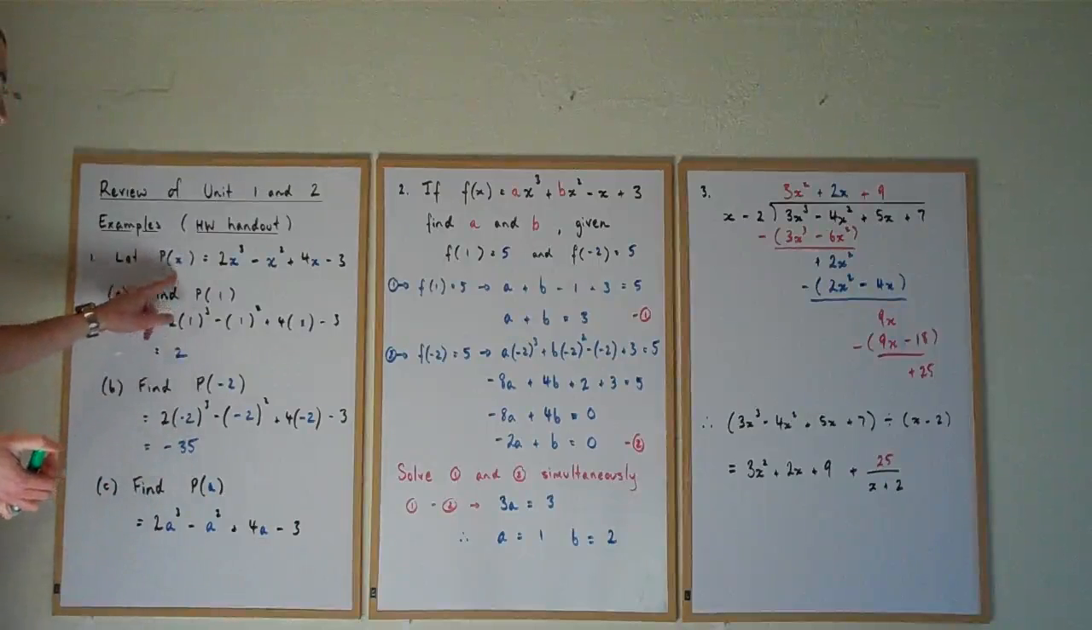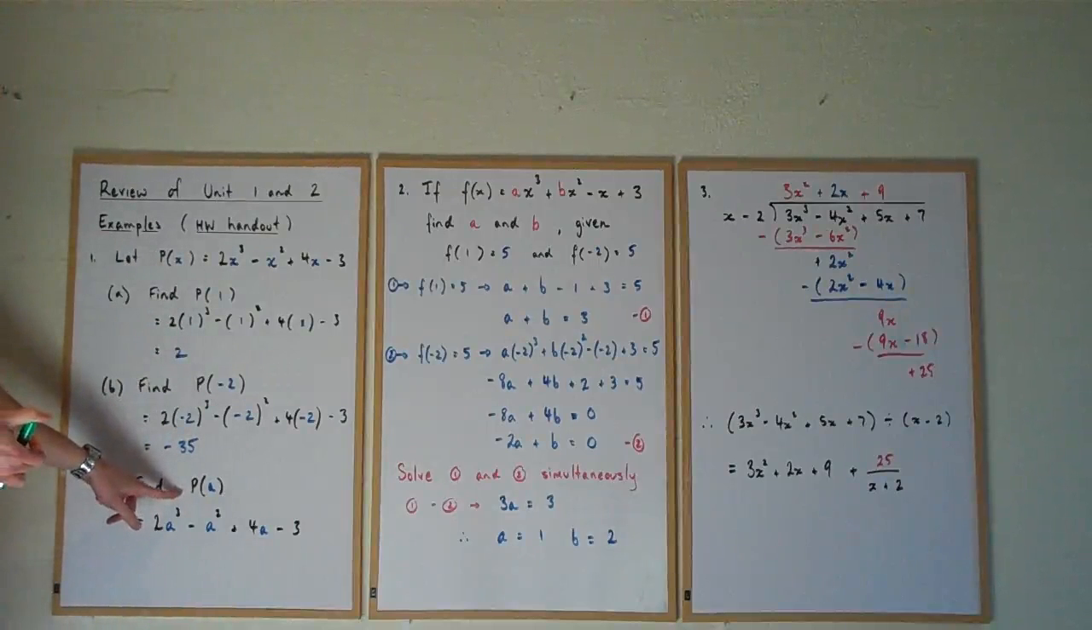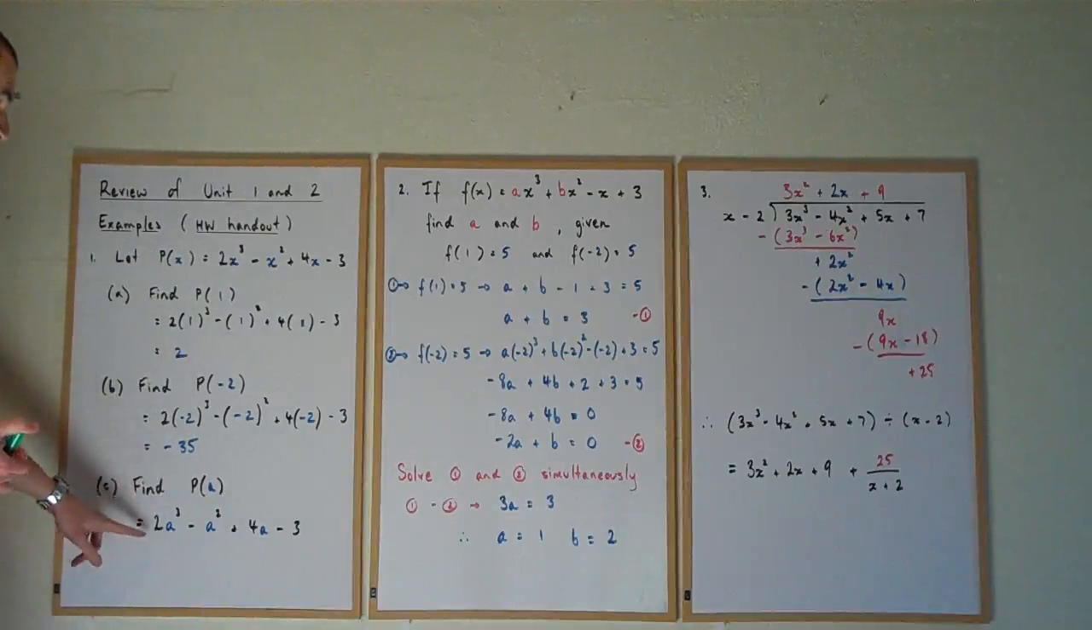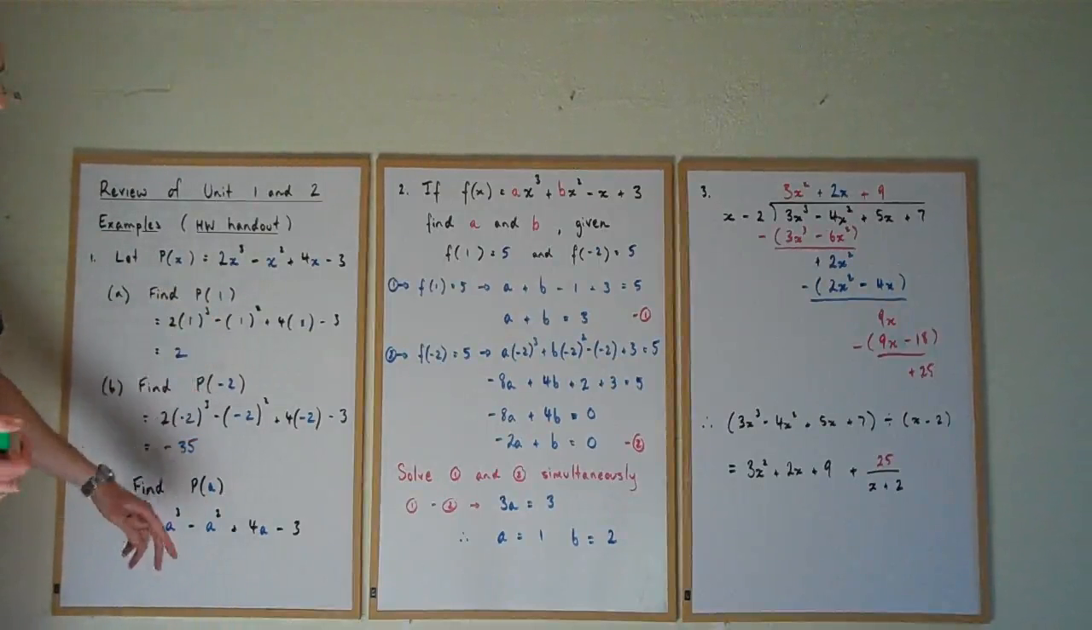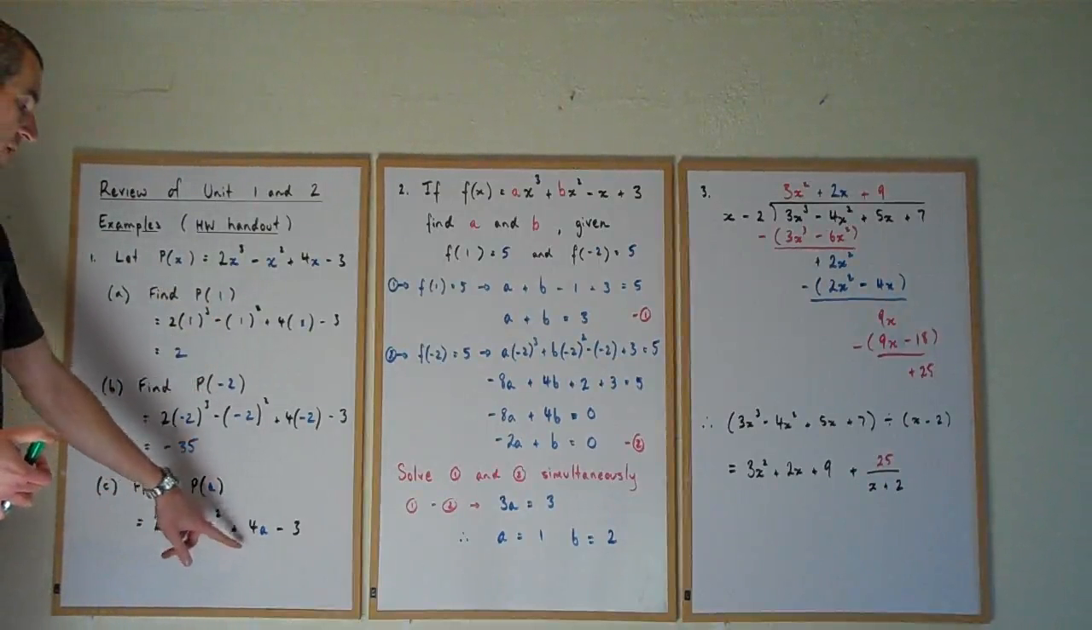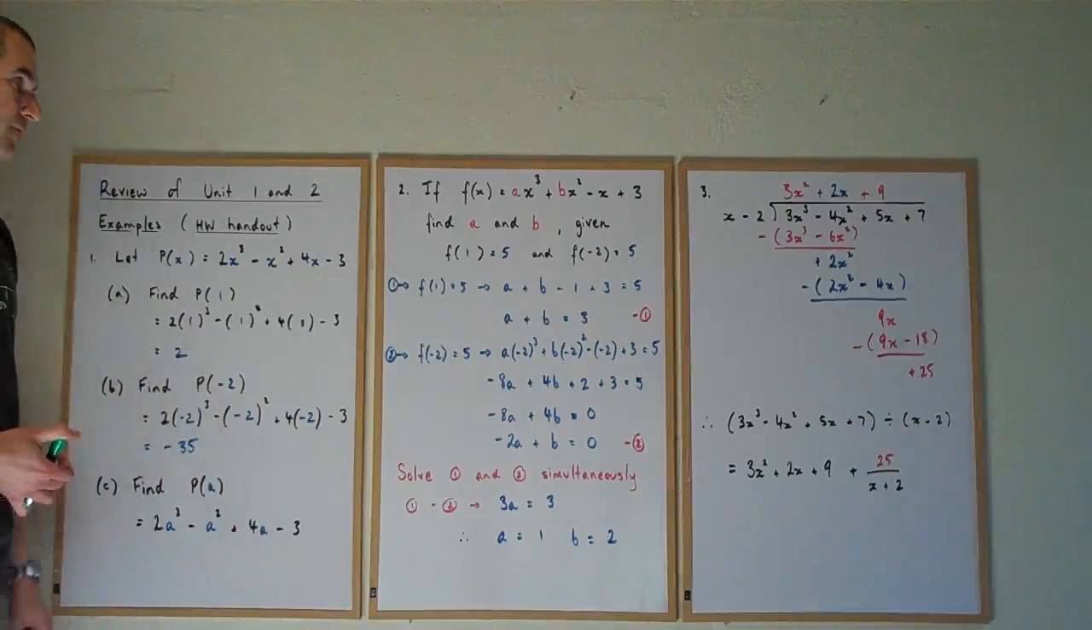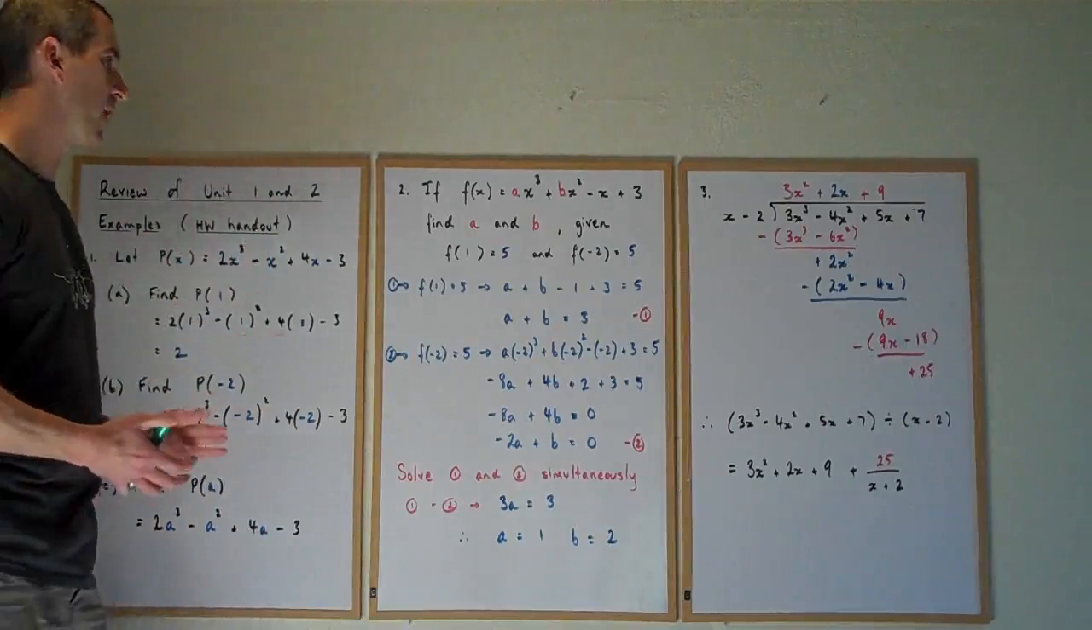And probably the most straightforward example is substituting in another letter. So this was p(x), and if we now substitute a into that particular polynomial, we end up with 2a cubed rather than 2x cubed, minus a squared plus 4a minus 3. So that is the basic use of the polynomial.